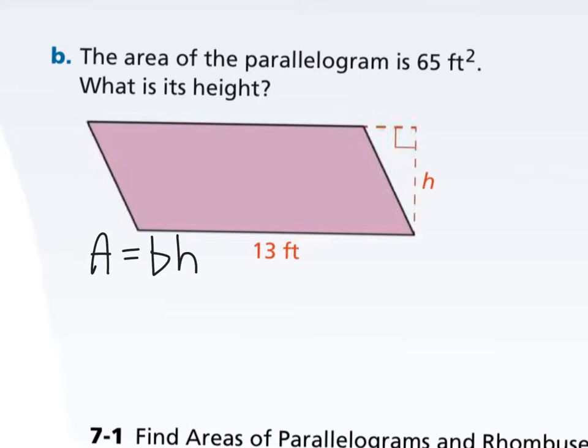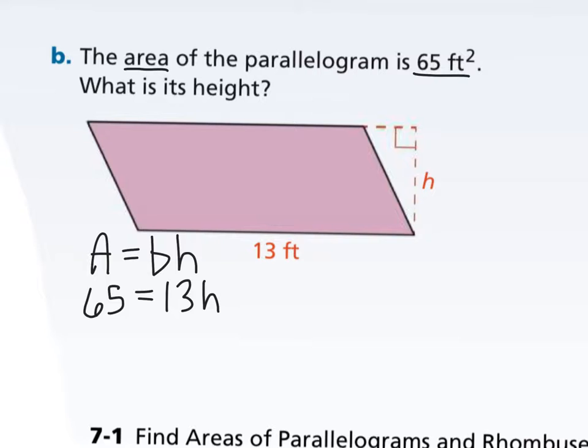The area? Oh yes, 65 feet squared. Okay, so the area is 65 square feet, so we're going to substitute that. Do we know what the base is? 13. Do we know what the height is? No. Okay, you can just put that as 13h. It's assumed that those are multiplied since the number is before the variable.